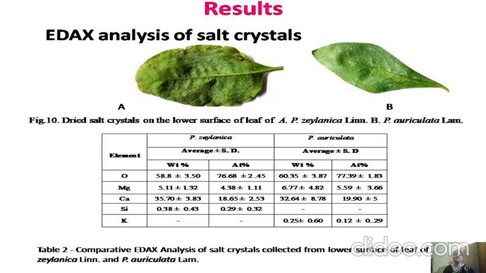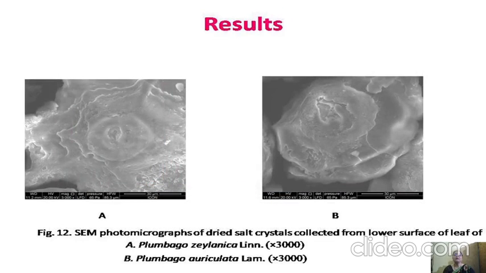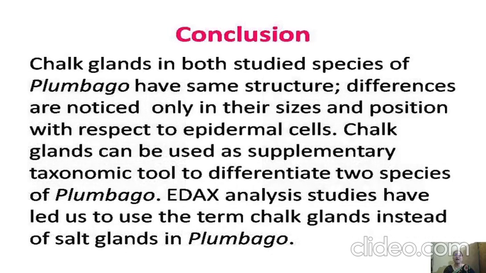Now the EDX analysis of the salt crystals which were collected from the lower surface of the leaves. It shows presence of oxygen, magnesium and calcium. Plumbago zeylanica salt crystals show presence of silicon while Plumbago auriculata salt crystals show presence of potassium. This is the EDS spectrum showing elemental analysis of the chalk gland on lower surface of leaf of Plumbago zeylanica. These are SEM photomicrographs of dried crystals which were collected from the lower surface of leaf of both the plants.